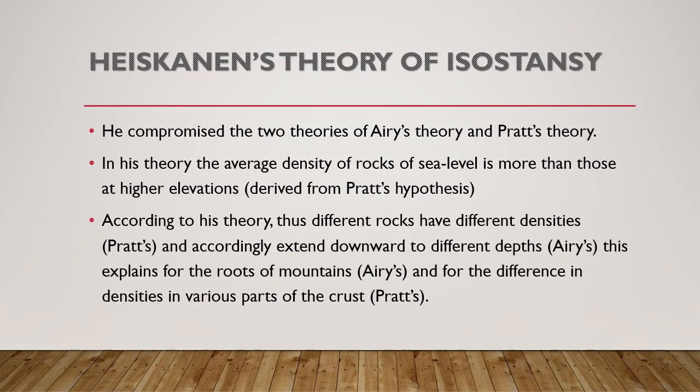Let's consider the last theory, Heiskanen's theory of isostasy. He compromised between the two theories, Airy's theory and Pratt's theory. In his theory, the average density of rocks at sea level is more than those at higher elevation, derived from Pratt's hypothesis. According to his theory, different rocks have different densities and extend downwards to different depths. This accounts for the roots of mountains, derived from Airy's theory, and for the difference in densities in various parts of the crust.